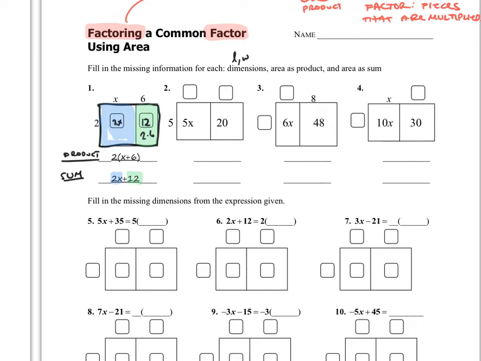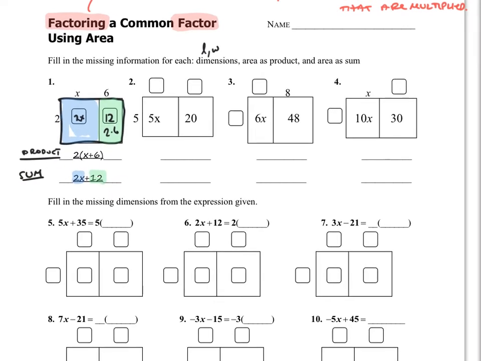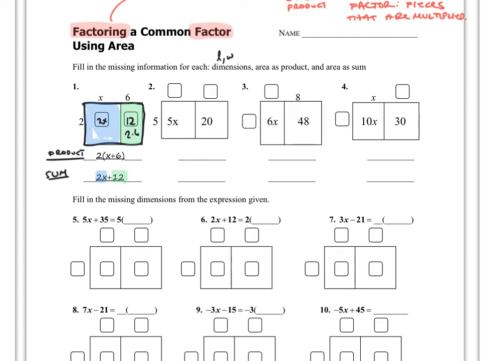So we're going to fill in the information that's missing for each rectangle: the dimensions, which are length and width, the area as a product, and the area as a sum. Number 2, you'll notice that the area for the left rectangle is given, the area for the right rectangle is given, the length is given, but no pieces of the width are given. So you're going to have to think backwards a little bit. Let me lead that one as well. I'm going to think backwards.